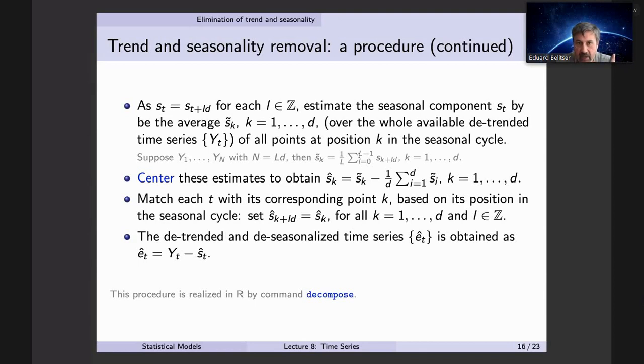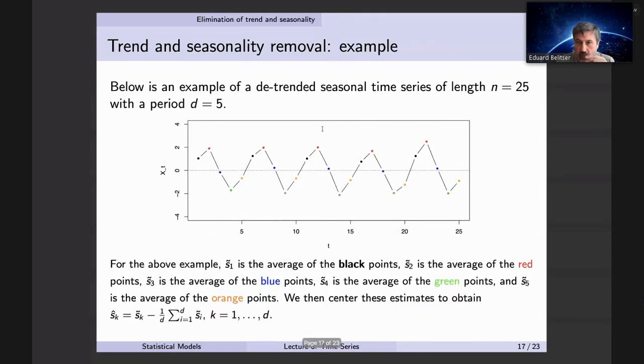Let me explain how we compute this estimator of the seasonal component, just by looking at this example. We have a time series of length 25, and the period is 5. So there are 5 points, and then the pattern repeats itself. Again, 5 points, 5 points, and they all have different colors. For instance, the first point in each period is black, the second one is red, and so on.